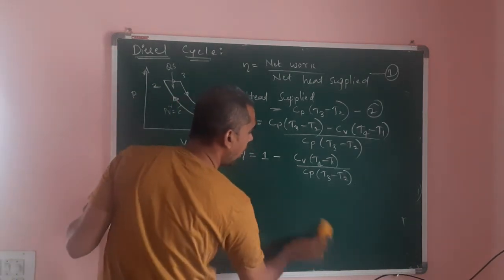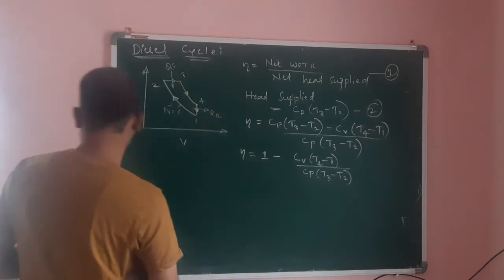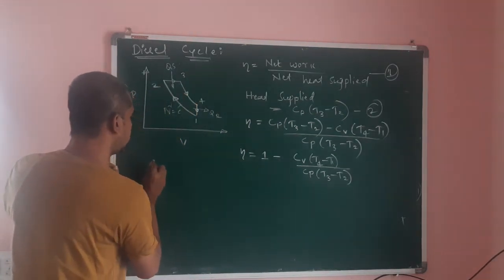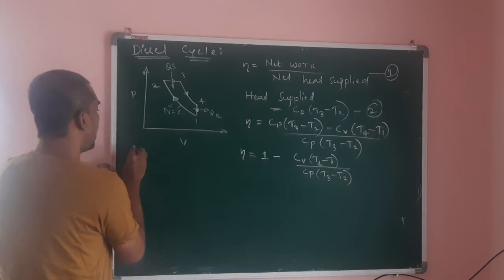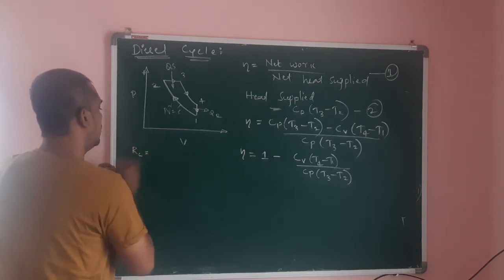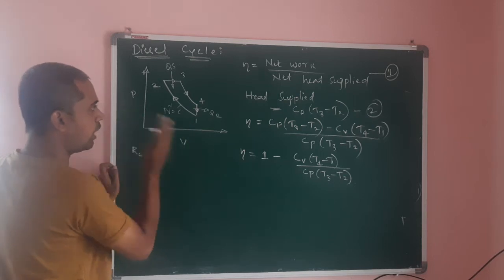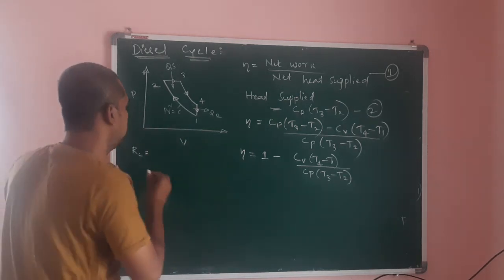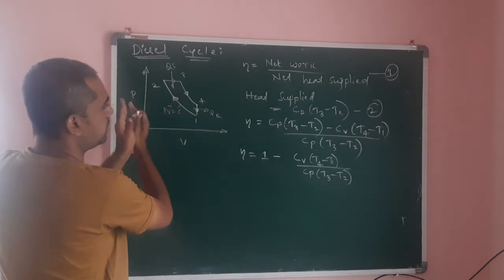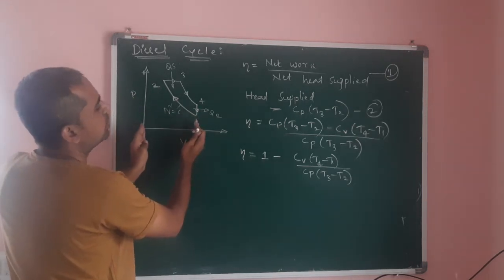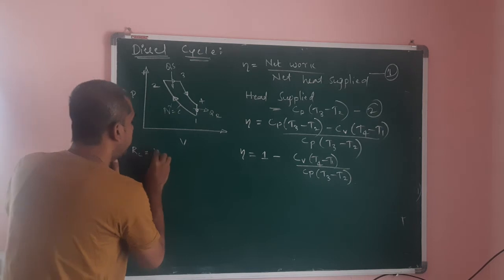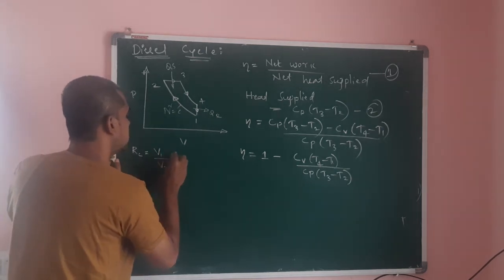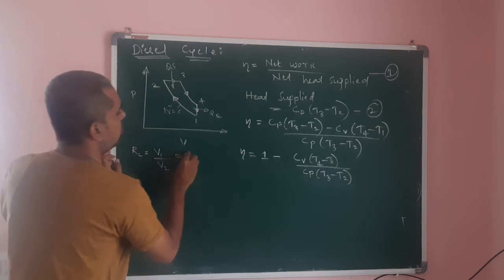Now I will reduce it to terms of pressure. There are two terms here. I will write here Rc, and call it the compression ratio. It is the volume of the cylinder before compression to after compression. Process 1 to 2 is the compression process. Volume of the cylinder before compression is V1, and after compression is V2. This ratio we will call the compression ratio.